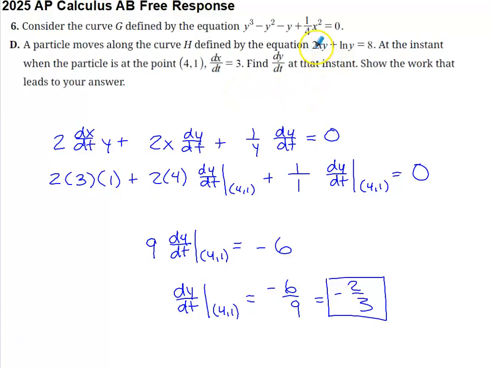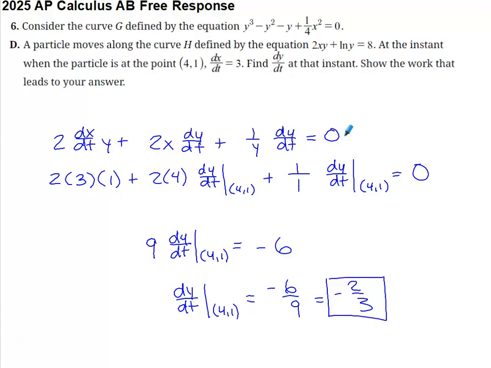When I take the derivative of 2xy, I need to use the product rule. The derivative of 2x with respect to t is going to be 2 dx/dt times the original second part, plus the original first part of the product times the derivative of the second part, which is dy/dt. I'm going to add on the derivative of natural log of y with respect to t. That's going to require a chain rule, so I'm going to have 1 over the inner function times the derivative of the inner function.